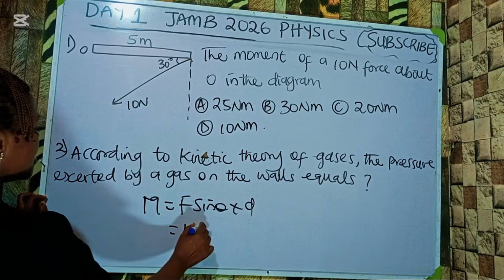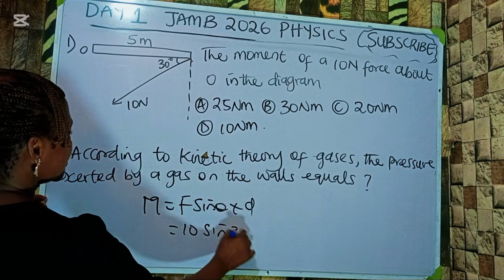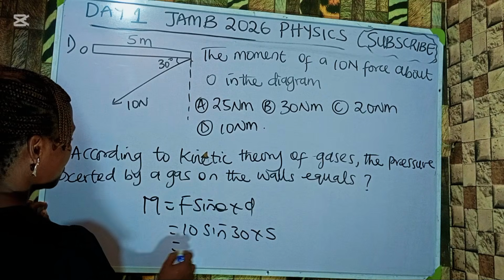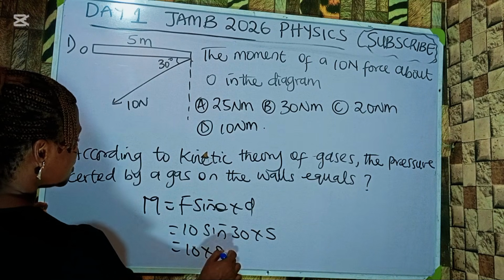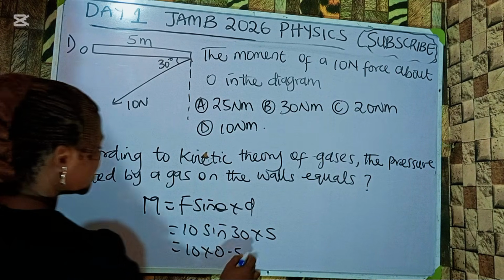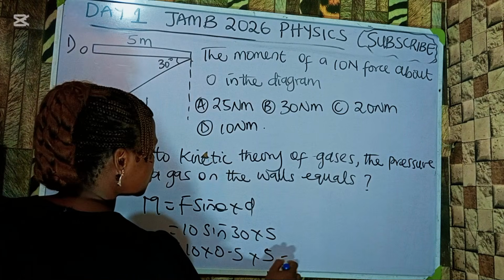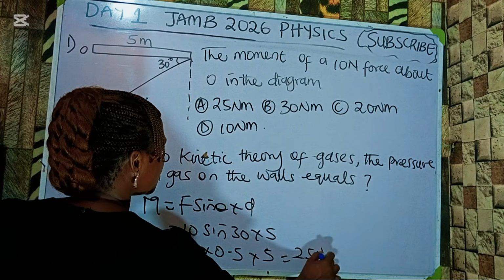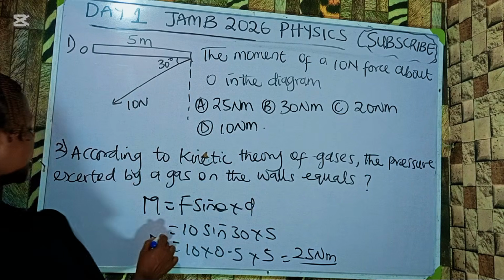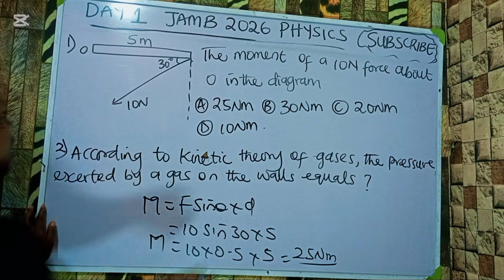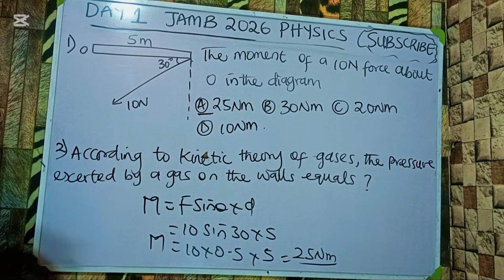Now, what's the force? The force is 10 sine 30 and the distance is 5. So when you multiply, this is 10 times 0.5, then times 5. When you multiply all three, you are going to get the moment to be 25 Newton meters. I hope that is clear. So when you see a question like this, this is how to solve it. From what we've done so far, the correct option to this question is option A.